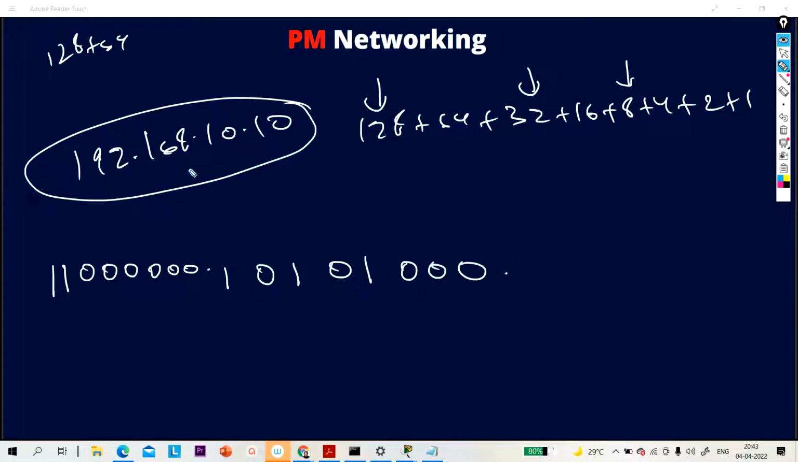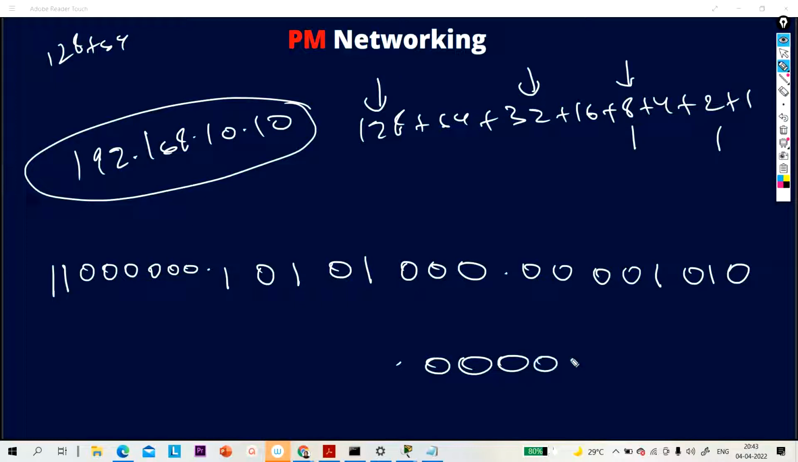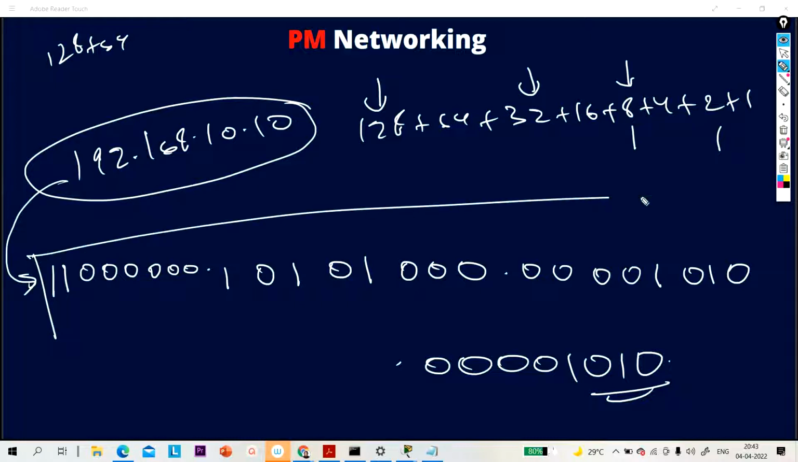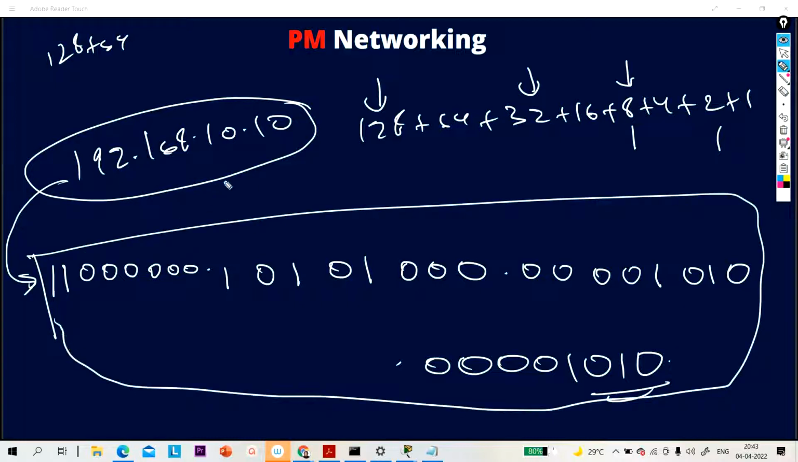Right? 10 is 8 plus 2, so 0 0 0 0 1 0 1 0. Dot, 0 0 0 0 1 0 1 0. This is the binary of this IP address. Guys, is there any difference between these two addresses? No, right? This one is represented in decimal and this one is represented in binary. Both are the same address.